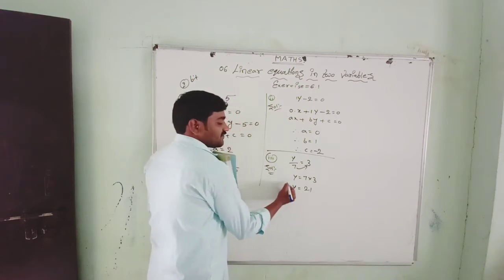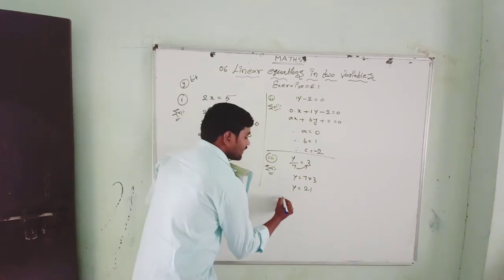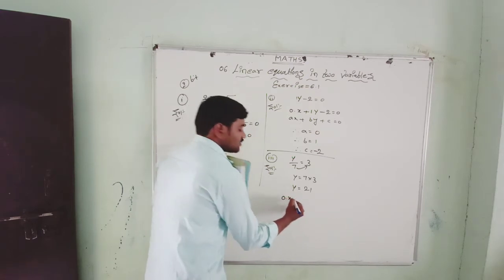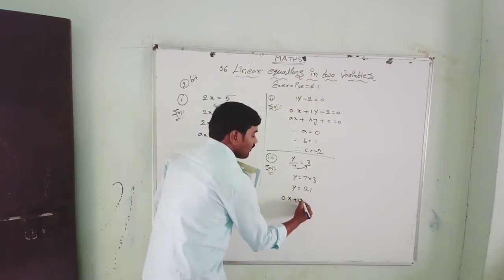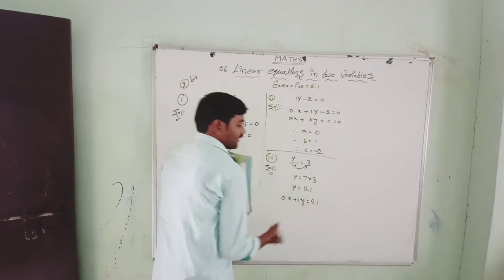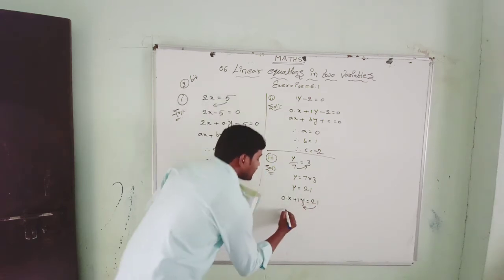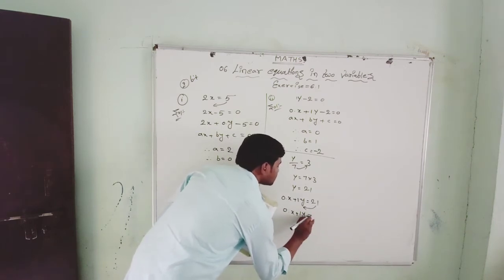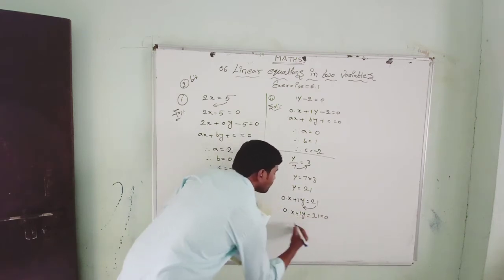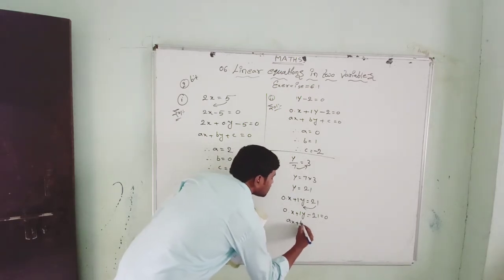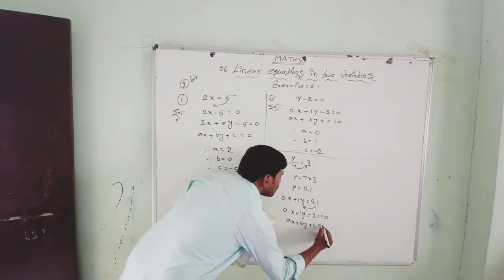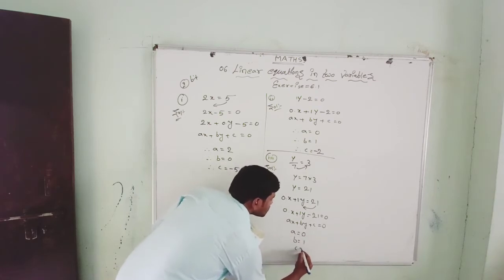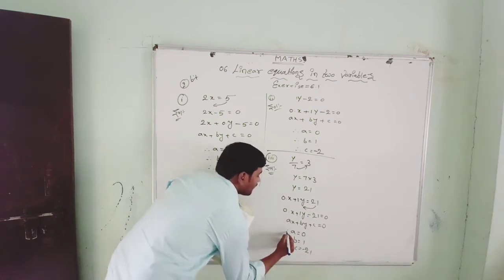See that the x value is absent here. So we write here 0 into x. How many x are present? 0. Here there is a 1y, that equal to 21. This 21 also will bring this side. 0 into x plus 1 into y minus 21 equal to 0, where it is in the form of ax plus by plus c equal to 0. a equal to what? 0, b equal to 1, c equal to minus 21.